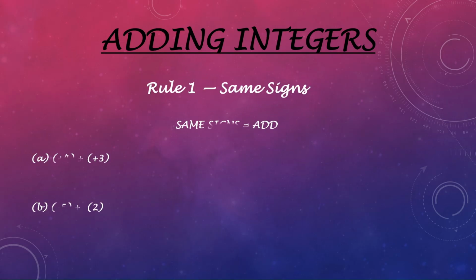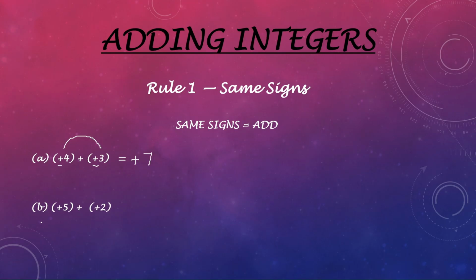Always remember this rule. When signs are same, simply add the numbers and keep the same sign. So let's take an example of when plus 4 is added with plus 3. Since both the integers are having positive sign, we are going to simply add both of them. So 4 plus 3 makes 7. Now we have to put the same sign as the integers had. So we are going to put it as plus 7.